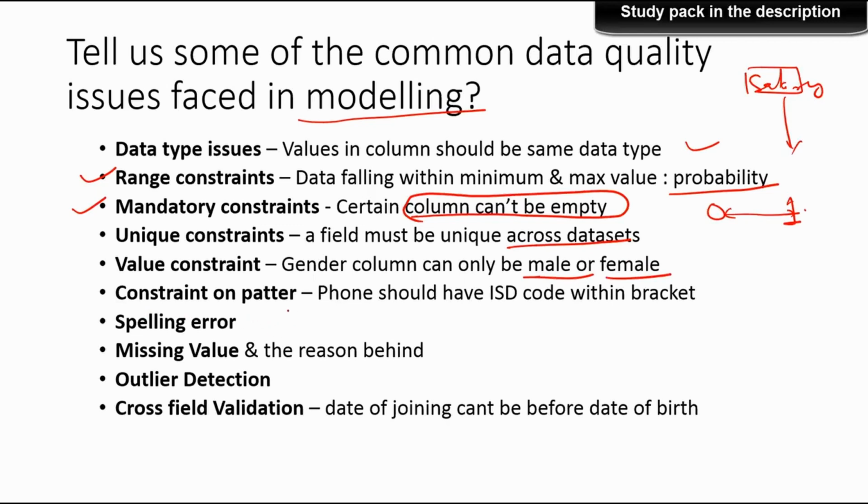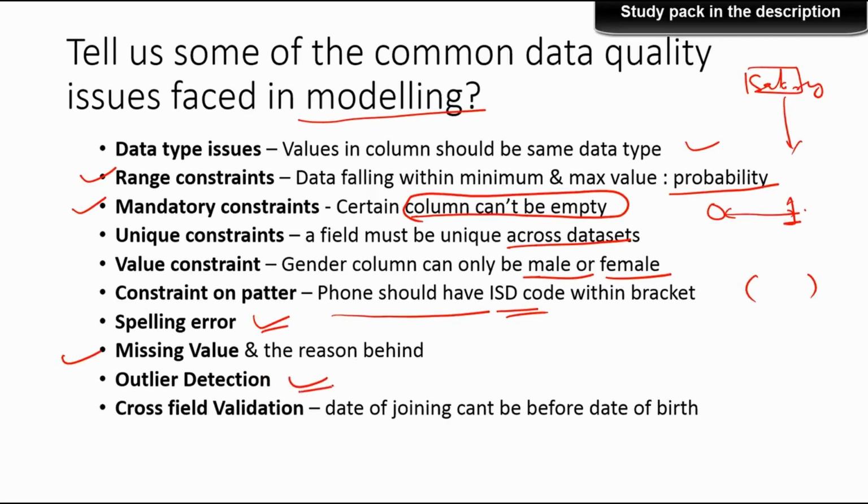Constraint on pattern. For instance, if you have data on phone numbers, then sometimes it has to be with the ISD code, and the ISD code is in brackets. Ensure that it's proper for all the data points. Spelling error, sometimes your data could have spelling errors that could cause issues. Missing values and the reason behind it. This is a very important data quality issue to be checked, and ensure that you find the reason why the data is missing in a particular column.